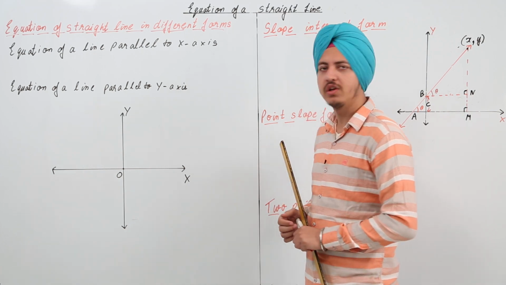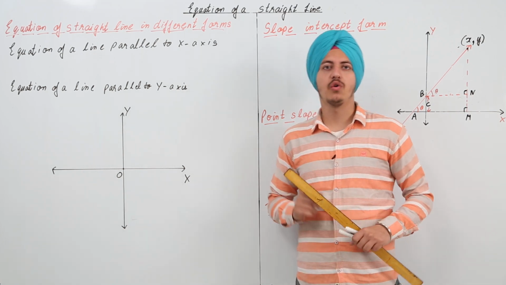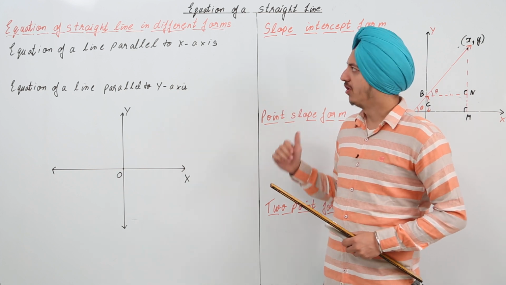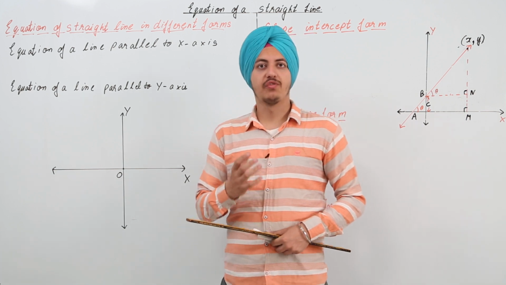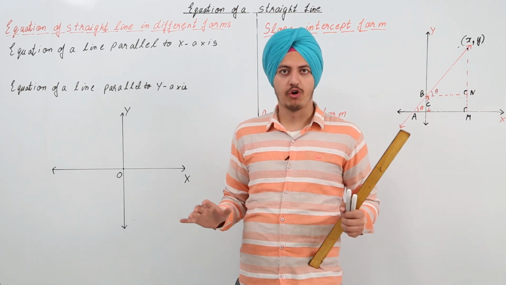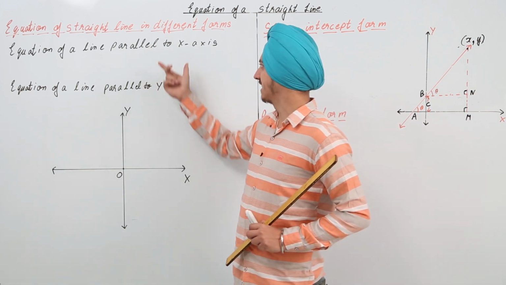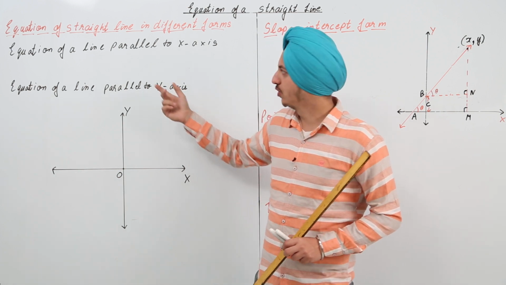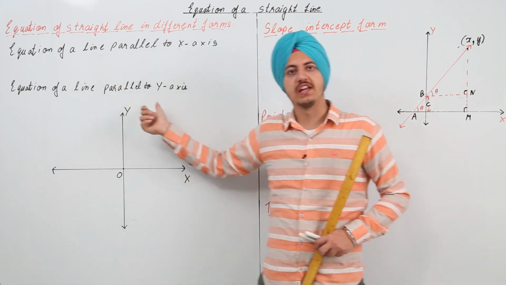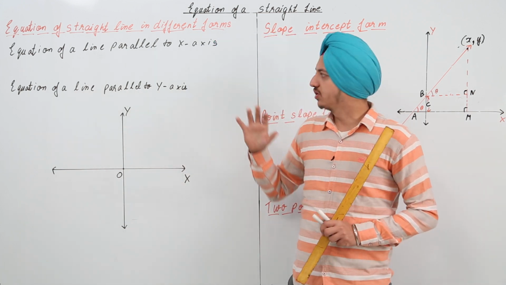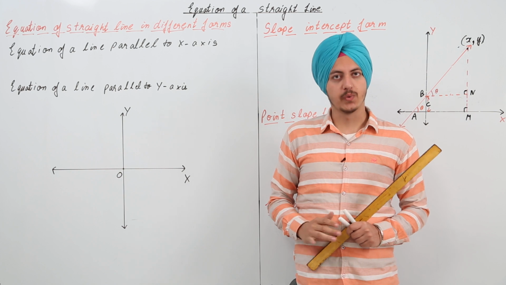Now we are moving on to the topic that says equation of a straight line in different forms. First of all, we will study the equation of a straight line in various forms. Before we start, we have two basic forms of lines: the equation of a line that is parallel to the x-axis and the equation of a line that is parallel to the y-axis. So these two are very simple and very basic.